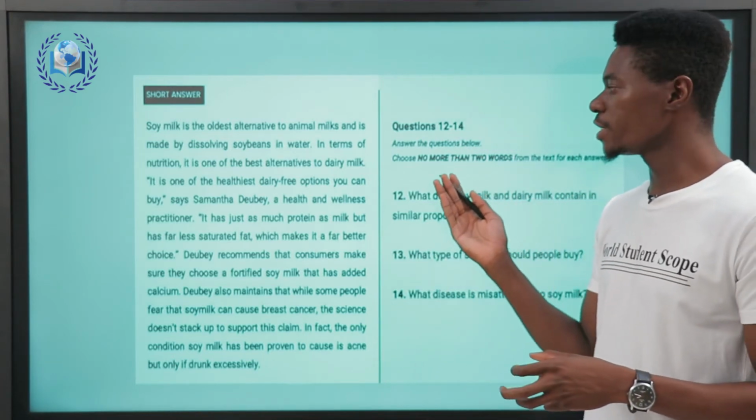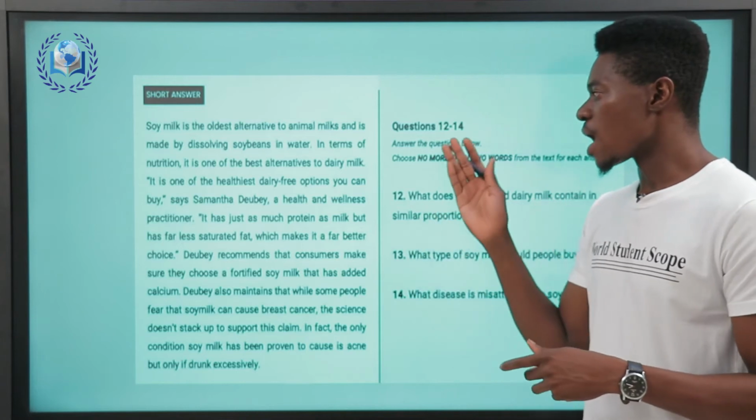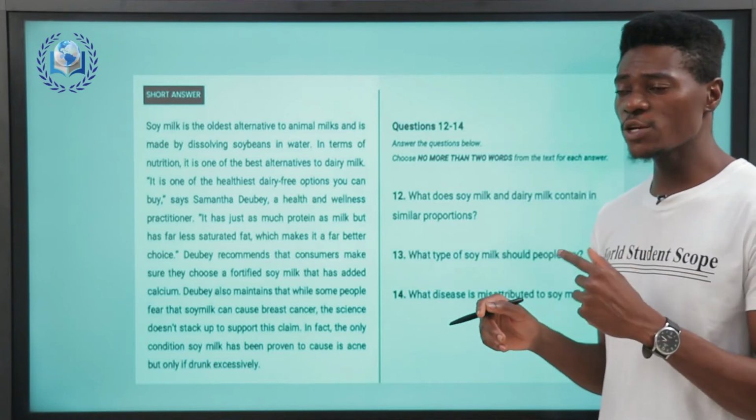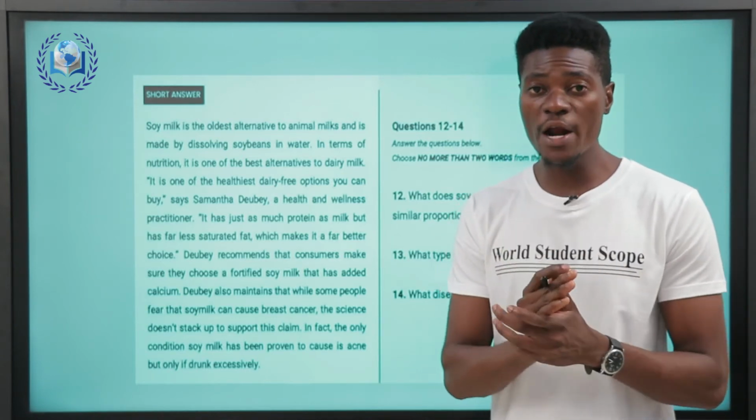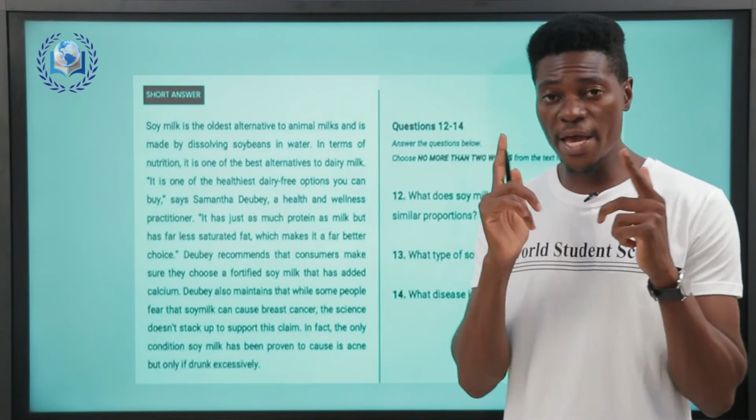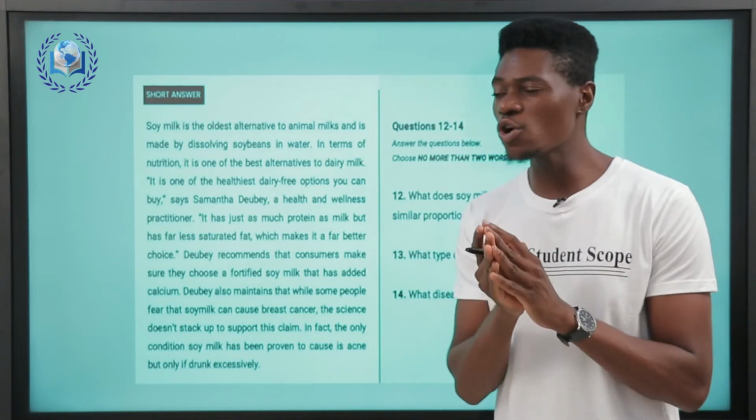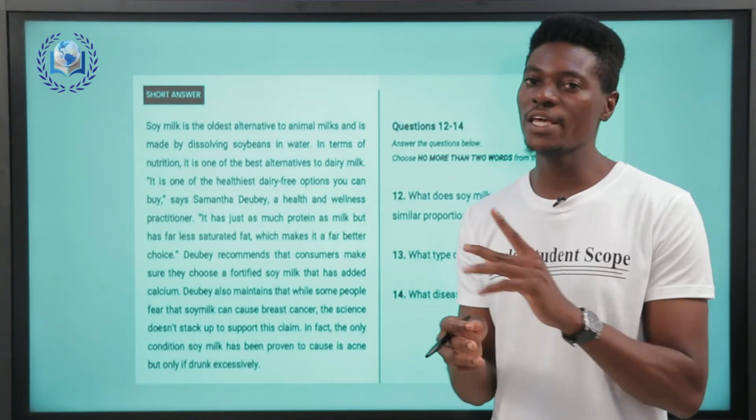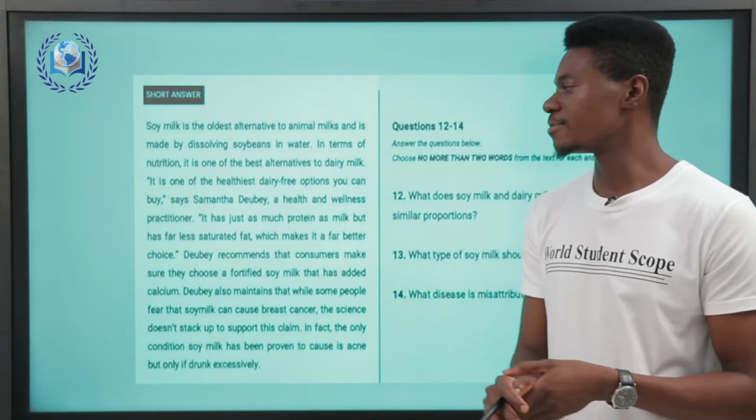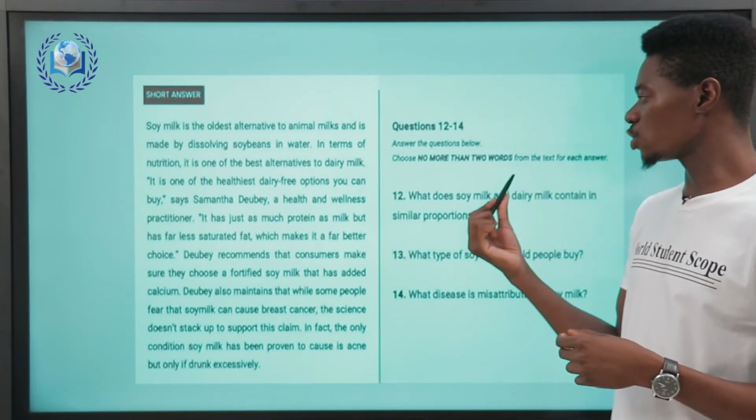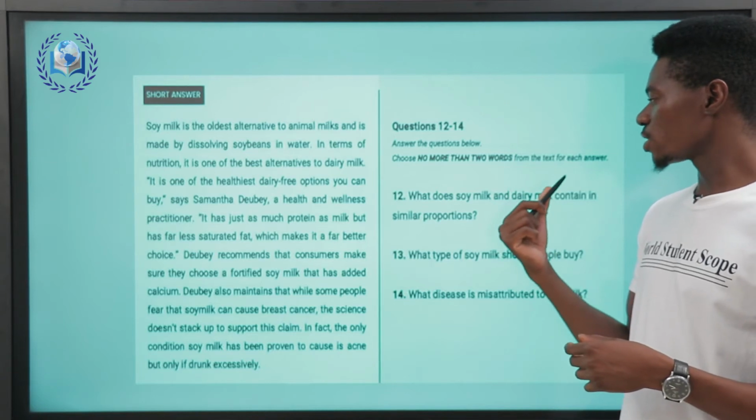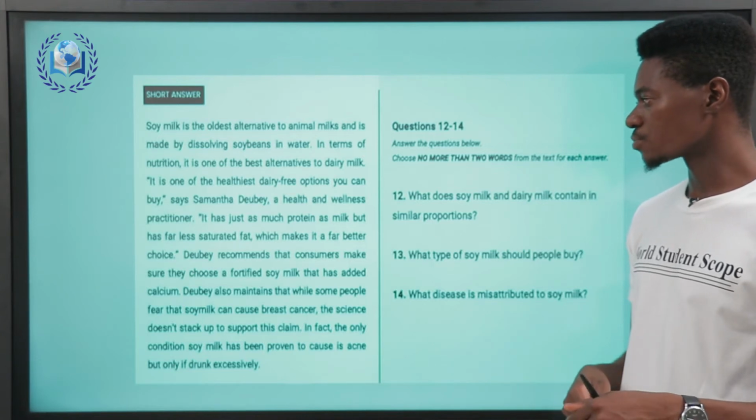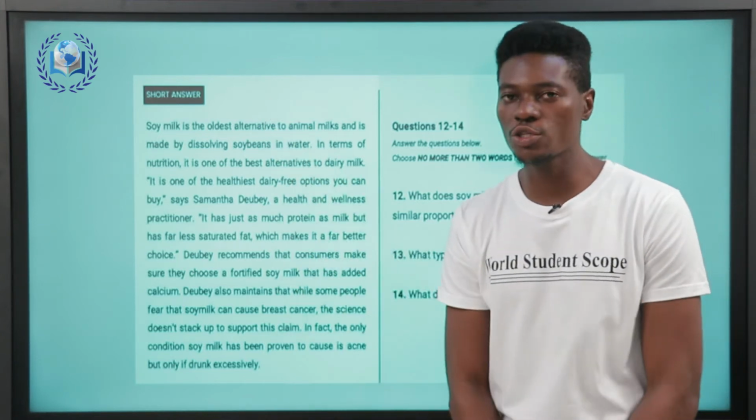So let's start to read our instruction. Answer the question below. Choose no more than 2 words. You can find we have been told to choose no more than 2 words. So bear in mind and make sure the answer is not more than 2 words. You might use only 1 word, or you might use only 2 words. That's the word limit. So choose no more than 2 words from the text for each answer. We got number 12, 13, and 14, and we have to answer very short.